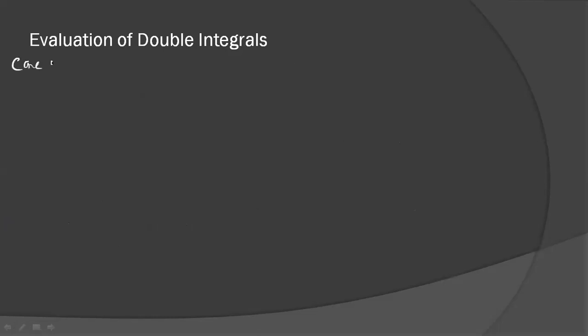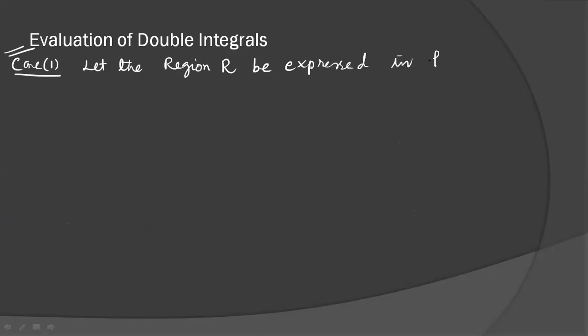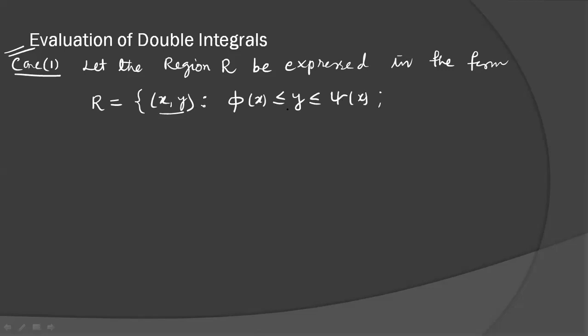Case 1. These are very important cases. Let the region R be expressed in the form: the region R is the collection of all ordered pairs (x,y), in R2 definitely, a subset of R2, where y is bounded by two curves phi(x) and psi(x). Y is given in variable form and x has constant limits a to b.